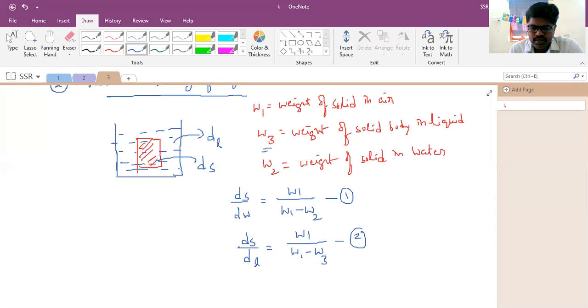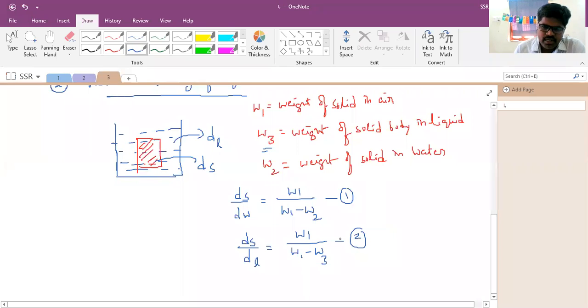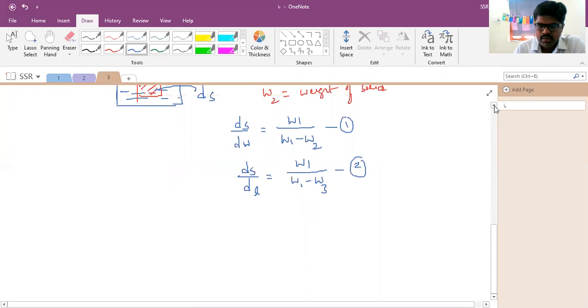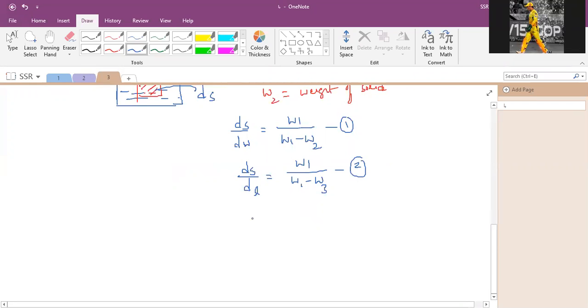If it is kept inside the water, then ds by dw is equal to W1 by W1 minus W2. If you keep the same body inside the liquid, then ds by dl is equal to W1 by W1 minus W3, where dw is the density of water, dl is the density of liquid, and ds is the density of solid. Are you clear up to this? Yes or no? Yes, sir.